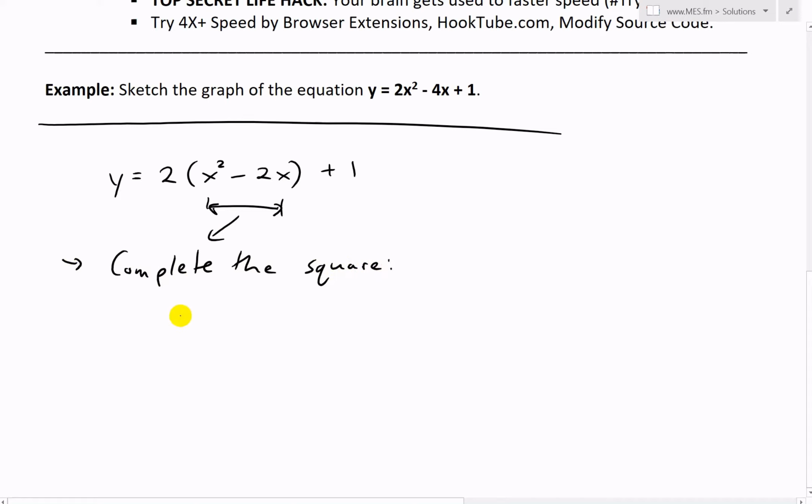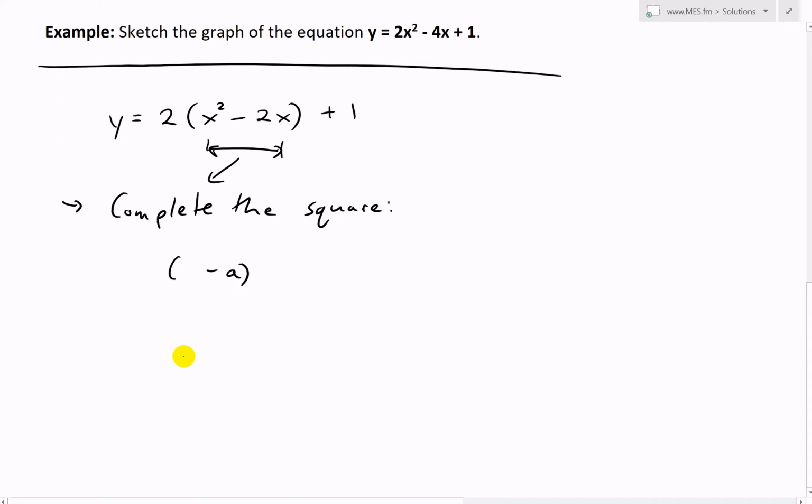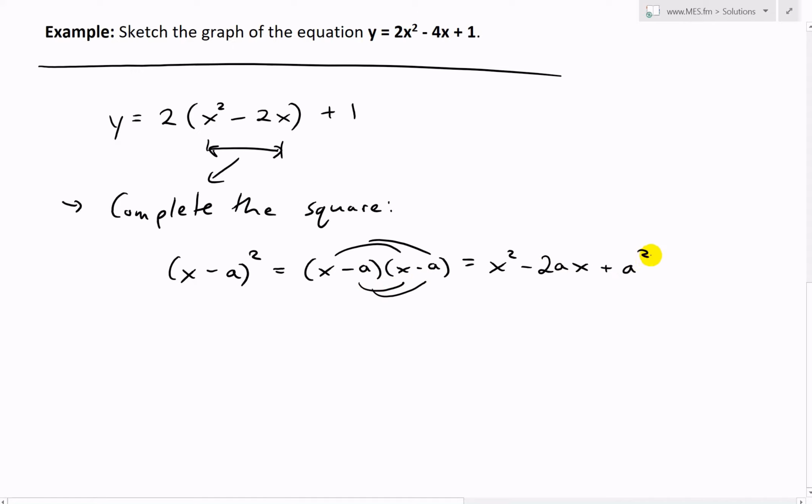So what we want is, let's say, x minus a. Recall from my earlier video on completing the square, if we have a square like this, x minus a squared, this just equals x minus a times x minus a. Now when you expand this out, x times x is x squared, x times negative a is negative ax, and then negative a times x is negative ax. So we have a second one, just add a 2. And then negative a times negative a is just positive a squared.